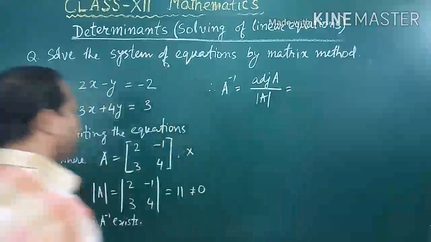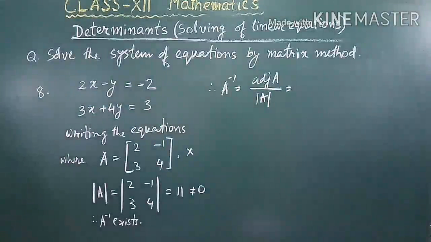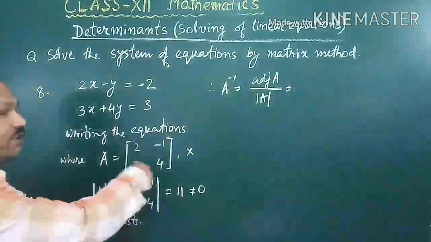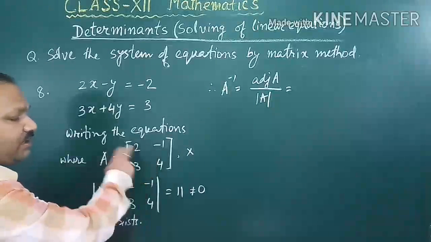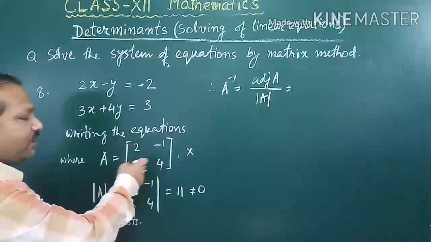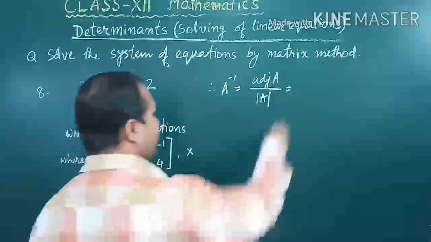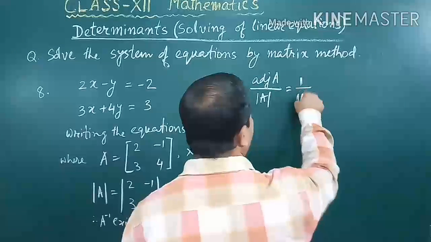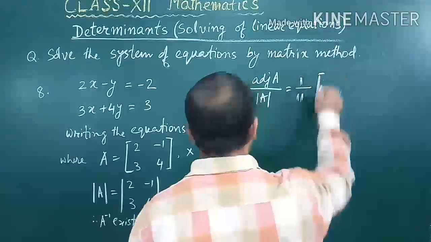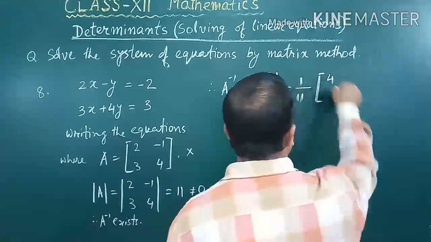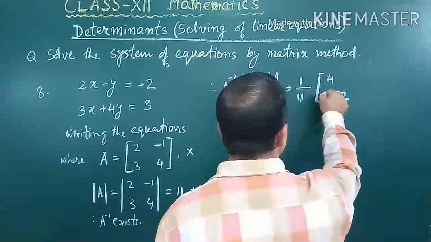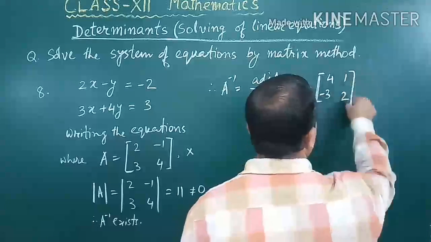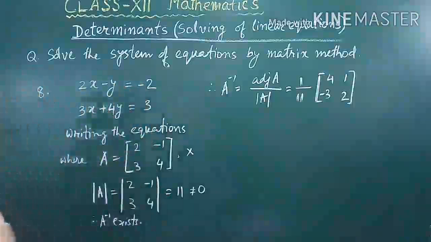So adjoint of A, how to find? Since it is 2 by 2, adjoint can easily be found by interchanging the main diagonal elements and changing the sign of the others. So determinant of A is 11, so 1 by 11 into what will be that? 4, 2 and minus 3, 1. So this is the inverse.